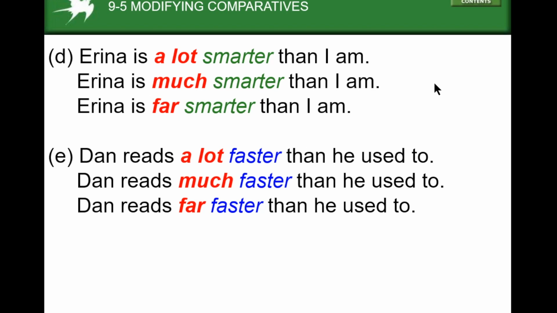For example, Arina is a lot smarter than I am. Arina is much smarter than I am. Arina is far smarter than I am. Dan reads a lot faster than he used to. Dan reads much faster than he used to. Dan reads far faster than he used to.